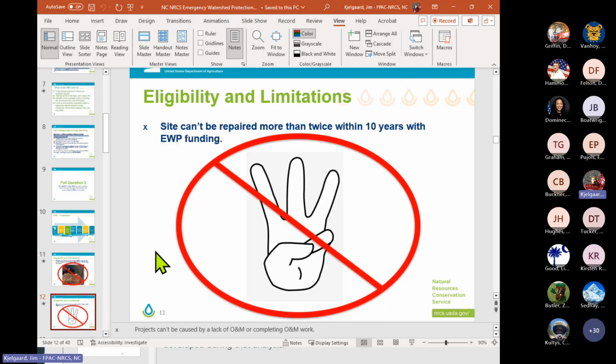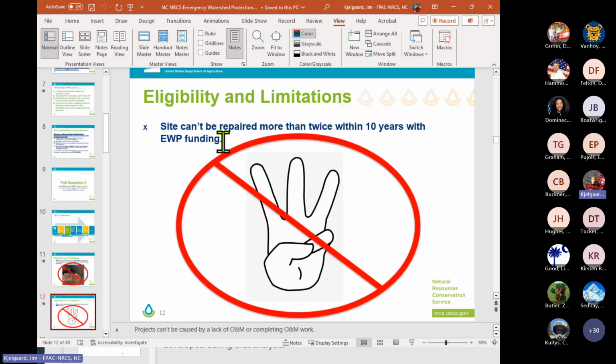Another limitation is that if it's structural, it cannot be repaired more than twice within 10 years of EWP funding. North Carolina will be dealing with this with some of our stream activities that we've done through all of our programs, actually. As a conservationist, I know nature can heal itself. And so how much do we really want to try to reinvest that nature could take out by itself in a number of years.